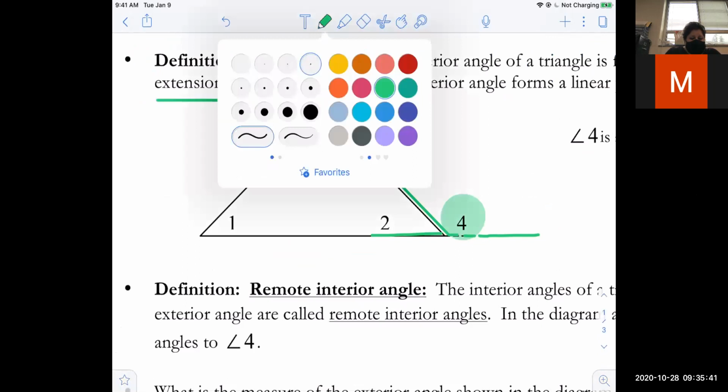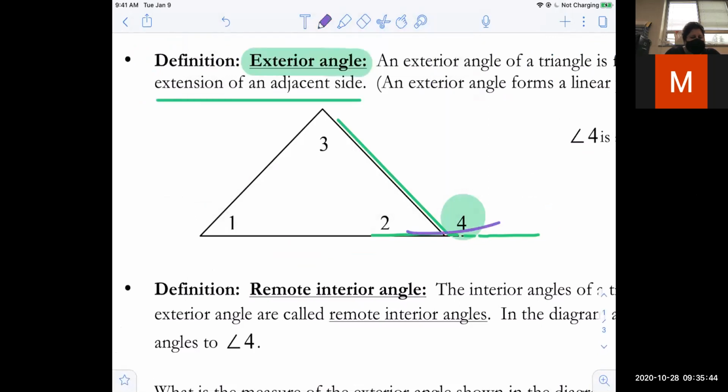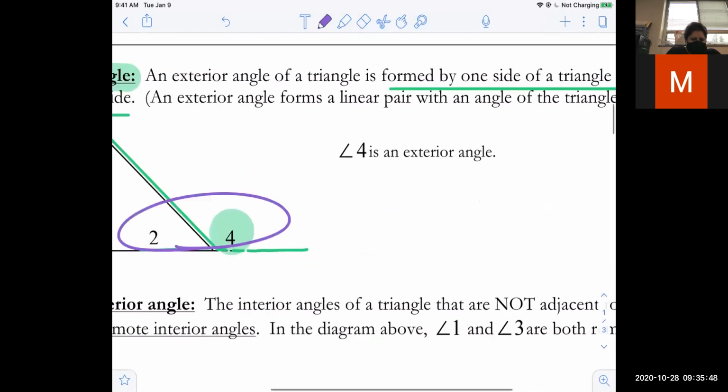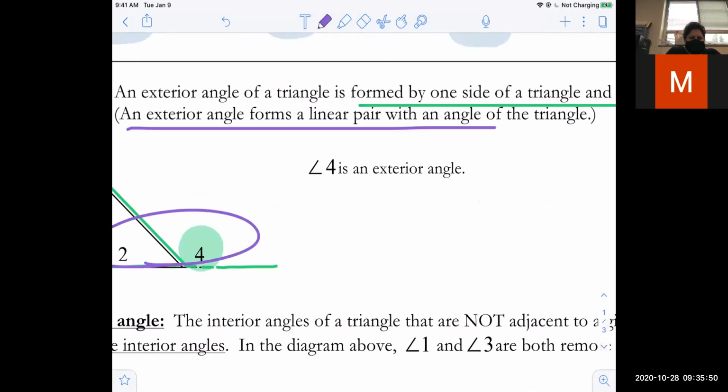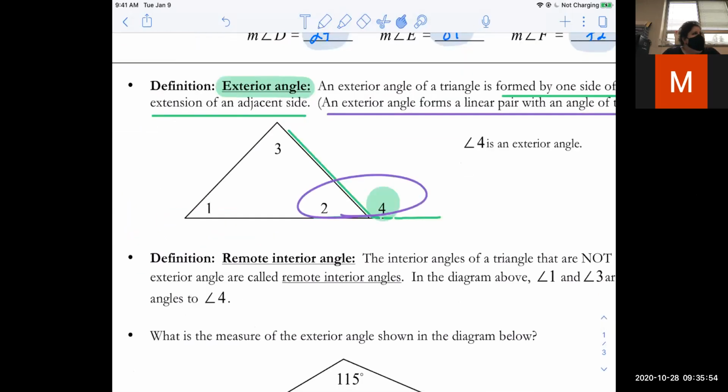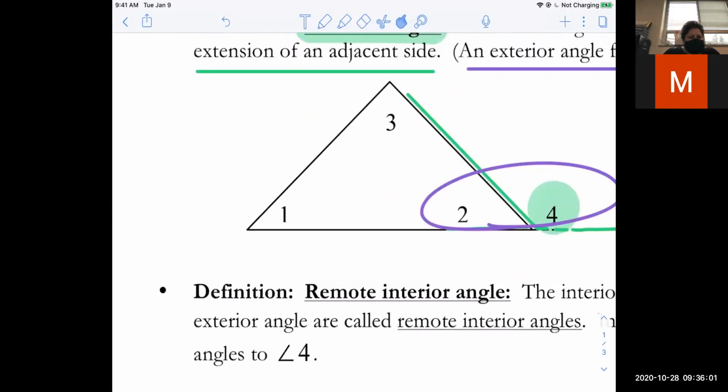These two together are going to be 180, right? Because they're what? They're a linear pair. An exterior angle forms a linear pair with one of the angles of the triangle. The angles inside still add to 180, and then angle 2 and 4 add to 180. Now, I could draw an exterior angle at any vertex.